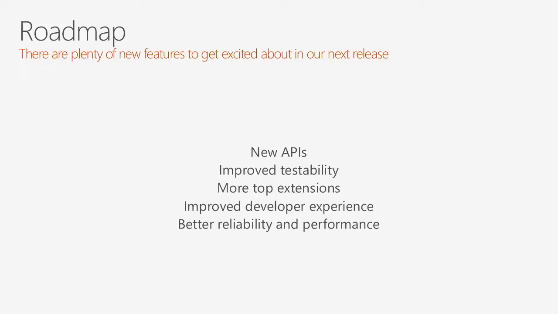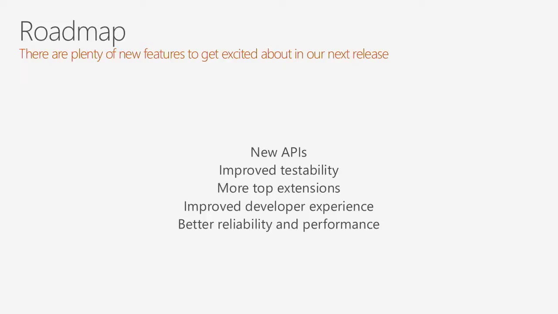So again, moving into our roadmap, as I mentioned, we want to continue to grow the ecosystem. One of the ways we're doing that is by implementing new extension APIs that allow developers to light up new experiences for our users that aren't possible today. We want to improve our testability. So one of the things that was a pain point both internally and externally for extension developers was actually being able to test their extensions.